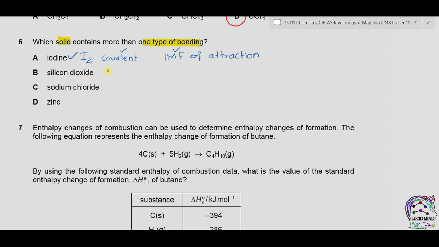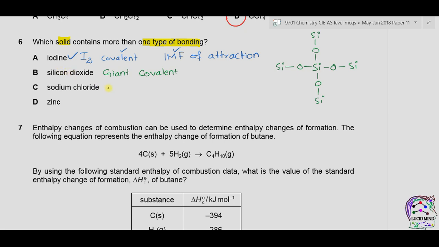B is silicon dioxide, which is giant covalent in nature. In silicon dioxide, each silicon is attached with 4 oxygen atoms directly, and each oxygen atom is then attached with 2 silicon atoms directly. And this structure goes on and on. So therefore only one type of bonding is present, which is covalent bond.